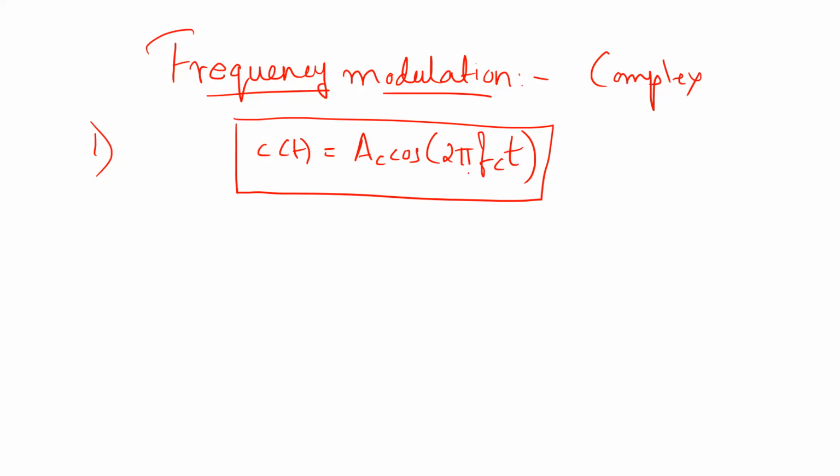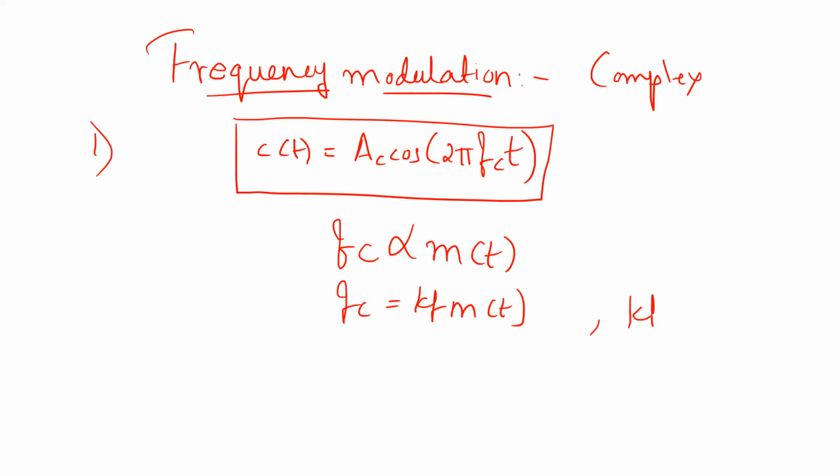So s(t) is equal to Ac cos 2 pi fc t. Now what happens? A similar procedure, nothing different. So don't get scared of frequency modulation. fc is directly proportional to m(t). Is it right? So fc is equal to Kf into m(t). What do you feel Kf will be, Jerry? The frequency sensitivity. Correct. It is just that the method remains the same, and the terms keep on differing.